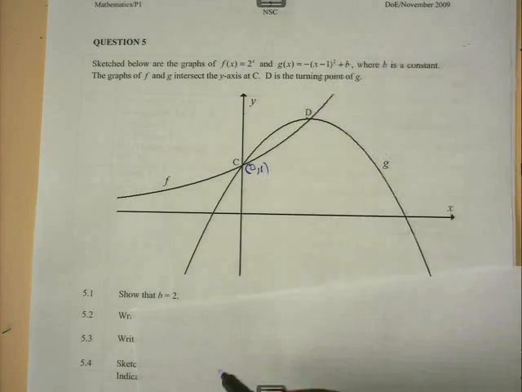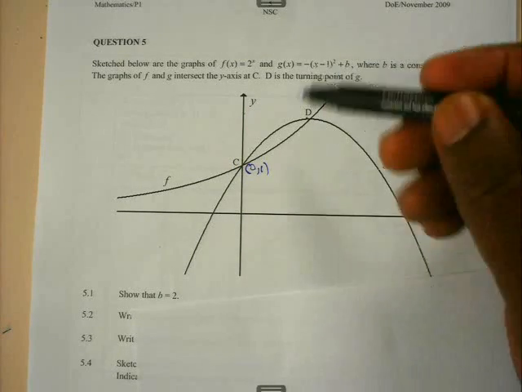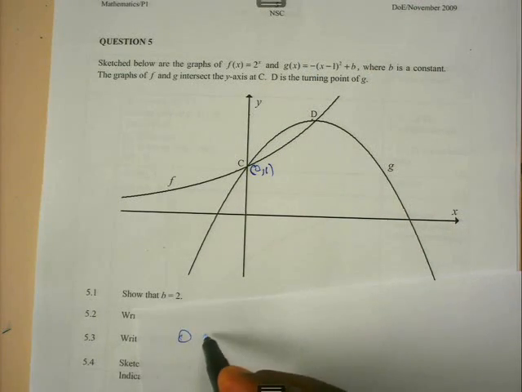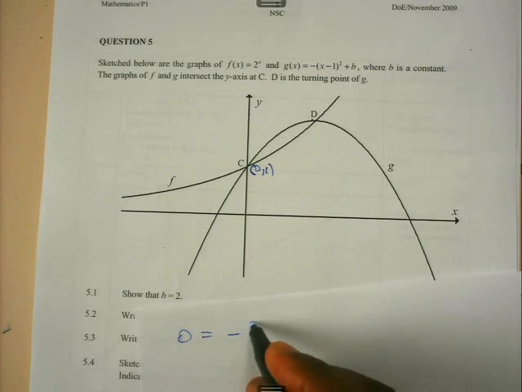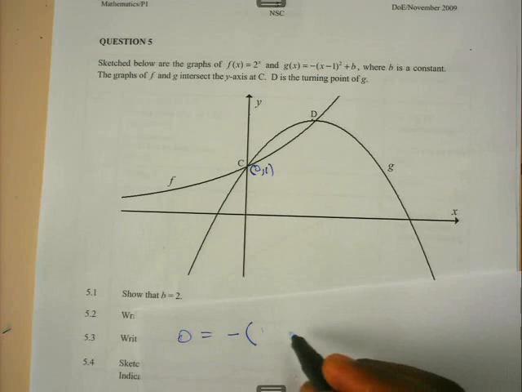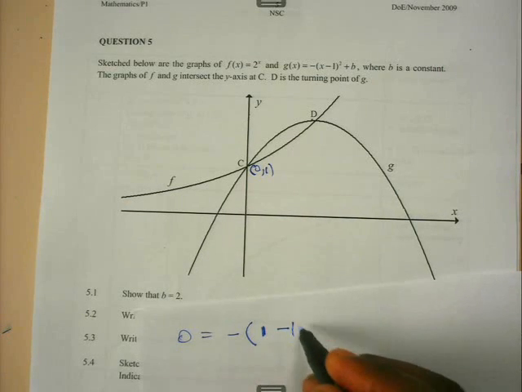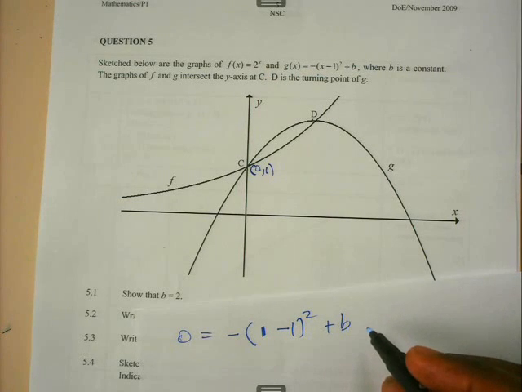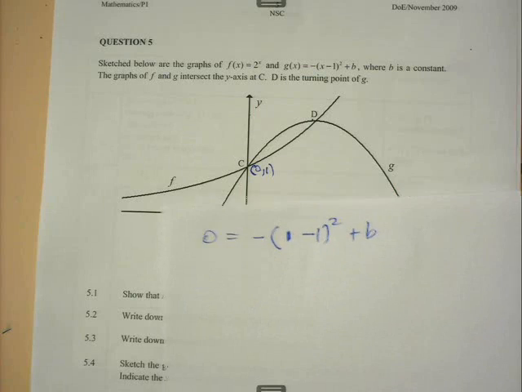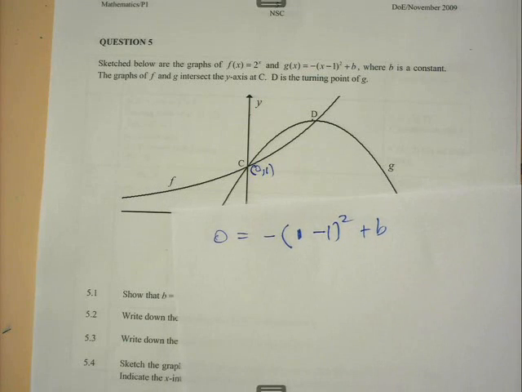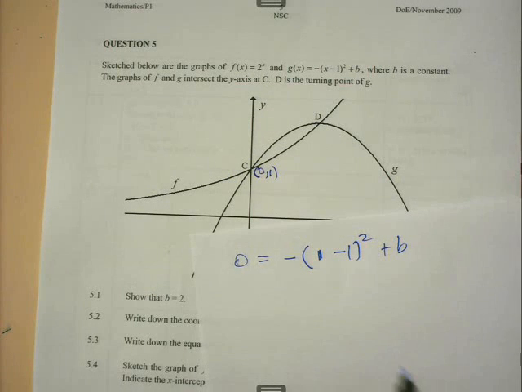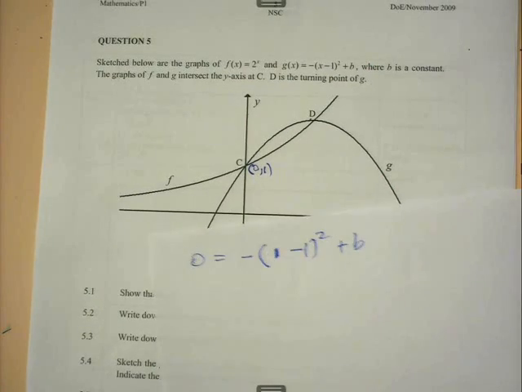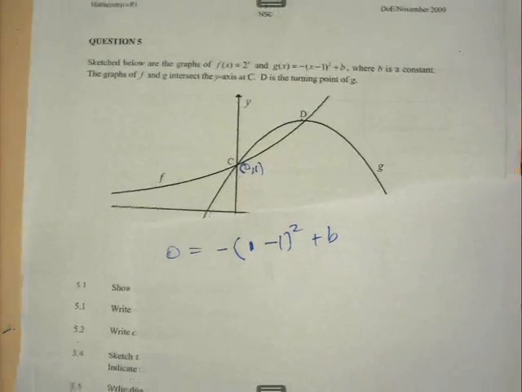So we are going to use these coordinates. Having to say our y is going to be equal to 0. So if we let y be equal to 0, we say 0 will be equal to negative in bracket, x is 1, minus 1 all squared plus b. Now what we need to do in this case is we have let this be equal to 1. X at that point is equal to 1.